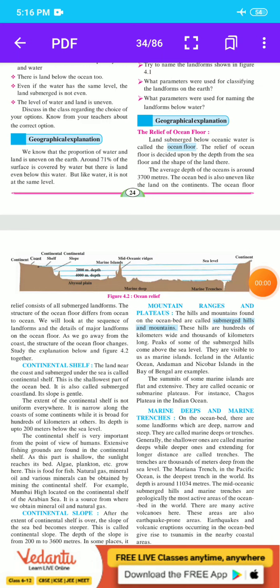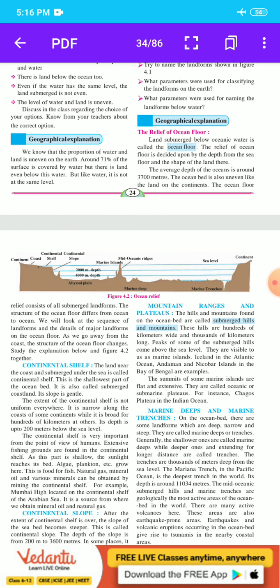From the last video, we are starting lesson number 4, structure of the ocean floor. In the last video, we completed the point, the relief of the ocean floor. Here, figure 4.2, ocean relief. Our next point is the continental shelf. Here, students, in figure 4.2, is the continental shelf.